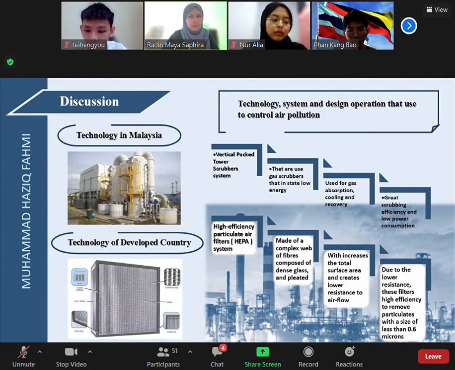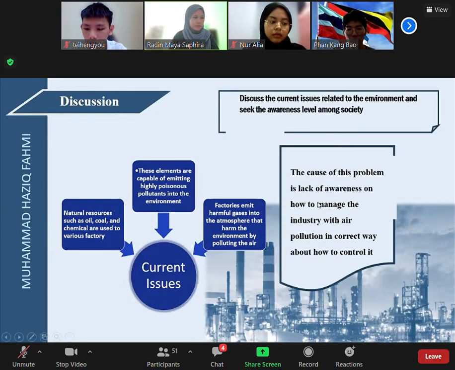So from these results, can you summarize what is the level of awareness in Malaysia from your respondents? Is it high, moderate, or poor?